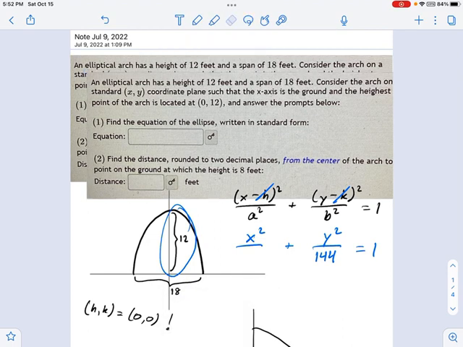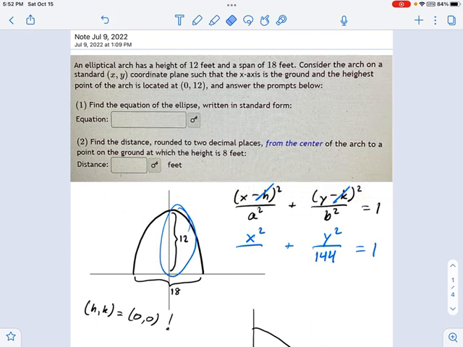Let me get my... Oh, no, what is happening? Okay, hold on. Eraser. That's all I wanted.